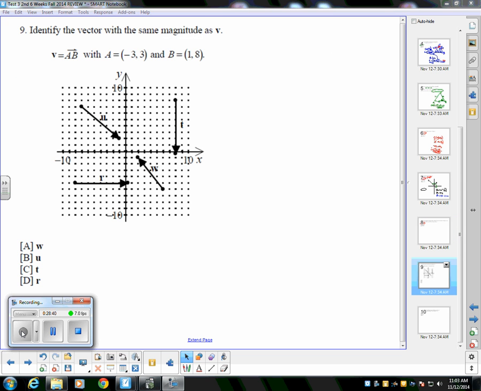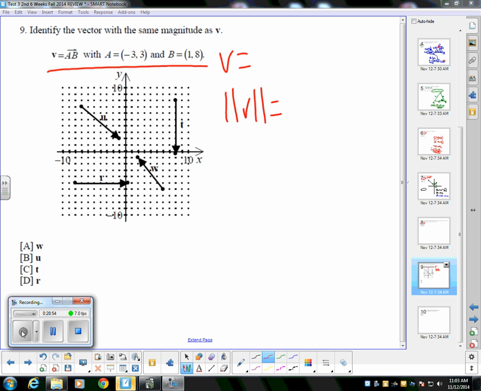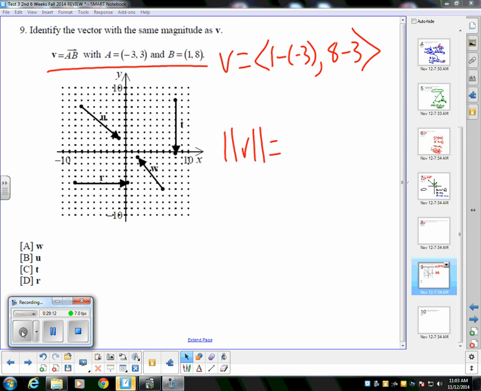Now this one here says identify the vector with the same magnitude as V. This is vector V right here. And to find its magnitude, what I need to do is find the components. So my components for vector V, and it's always the terminal minus the initial, so it's 1 minus negative 3, comma, 8 minus 3. Those are going to be my components. So if you do the math here, 1 minus negative 3 is 4, 8 minus 3 is 5. So you have the components 4, 5.